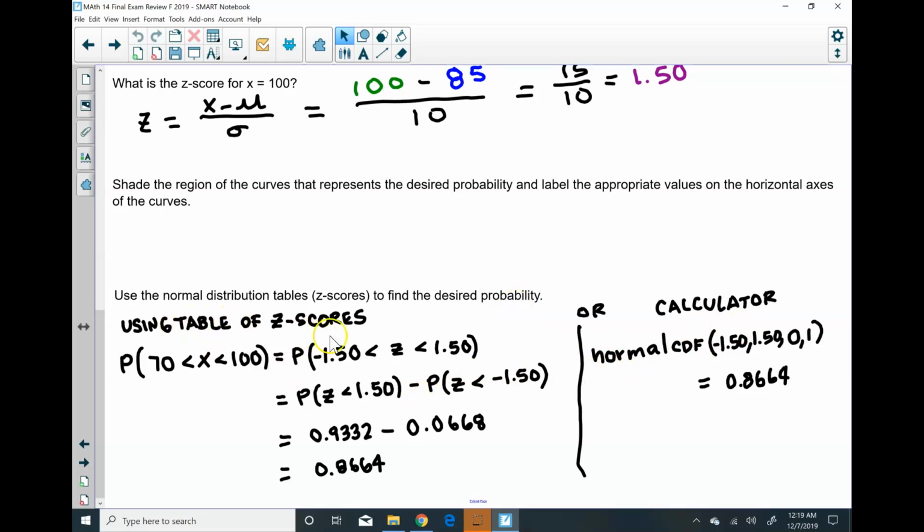Now, using the table of z-scores, we want to find the probability that x is in between 70 and 100. And now since we converted those numbers into z-scores, we want to find the probability that's in between negative 1.50 and 1.50. So because we're looking at the tables, we need to find the probability of the z-score that's less than 1.50 minus the probability of the z-score that's less than negative 1.50. In order to do that, we can go ahead and look at the table. So we want to find the probability where the z-score is less than 1.50.